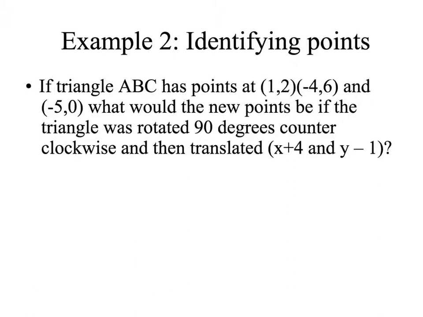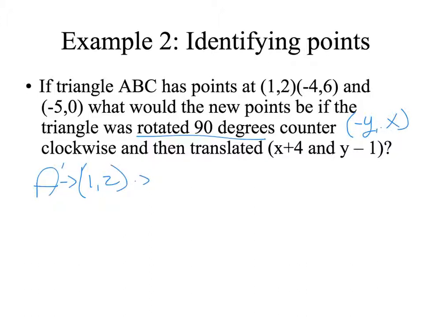So now we're going to look at identifying the new points. Now we're going to rotate 90 degrees counterclockwise, which means 270. If you remember, 270 was negative y, x. Once we do that, then we're going to translate the point. So A started out at the point 1, 2.